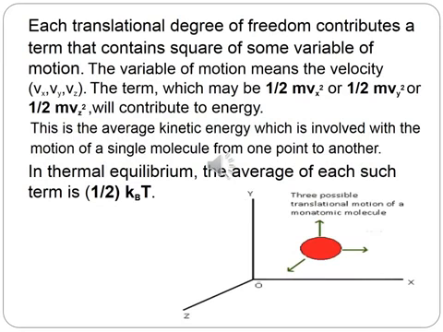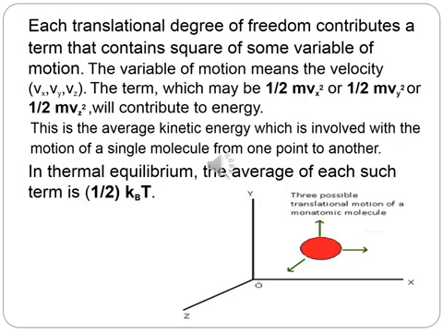Each translational degree of freedom contributes a term that contains the square of some variable of this motion. This variable is the velocity. This velocity may be either Vx or Vy or Vz. Since each translational degree of freedom represents each axis, the term, which may be 1/2 m Vx squared or 1/2 m Vy squared or 1/2 m Vz squared, will contribute to energy. This is the average kinetic energy which is involved with the motion of a single molecule from one point to another. That means it is in the translatory mode of motion.